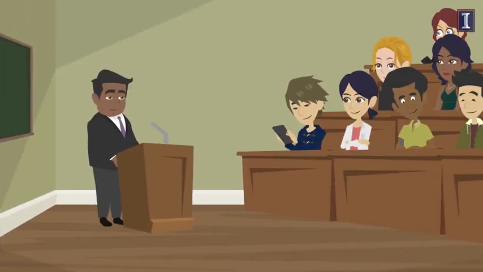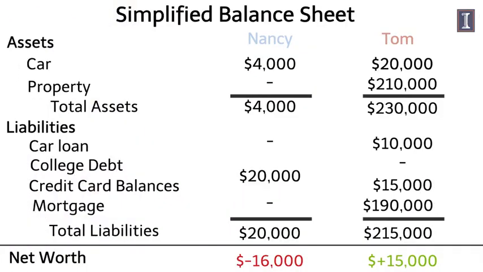The professor explained that these results are typical. Most young adults, like Nancy, who are just out of college, tend to have lots of debt with minimal assets. Tom's positive net worth is indicative of most couples in their early 30s who are now starting to accumulate some assets while reducing their liabilities.